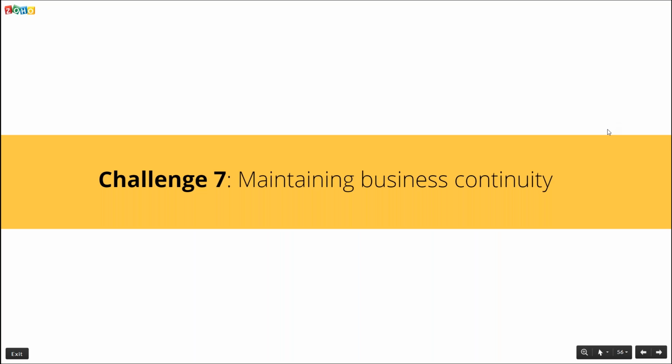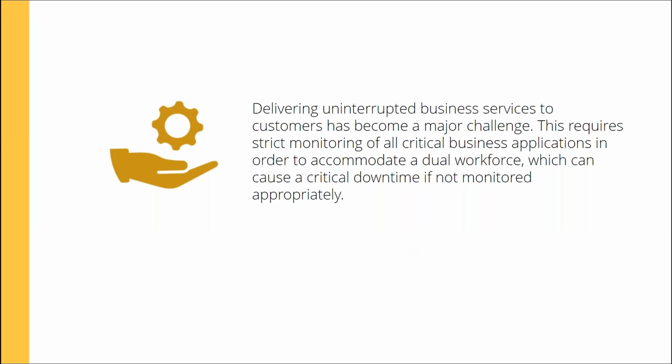So now to continue, let's talk about the other challenge, which is maintaining business continuity. In today's pandemic situation, maintaining business continuity is a major challenge, and providing uninterrupted business service to our end users has become a major challenge. In order to provide this business continuity, we need to ensure that all the critical business applications available in our setup are monitored thoroughly 24/7. If we don't monitor those critical business applications, that would lead to serious and critical downtime, which in turn is going to cause a major impact on the revenue part. So it is important to maintain business continuity, and that would really help us to run a successful business for a longer run.